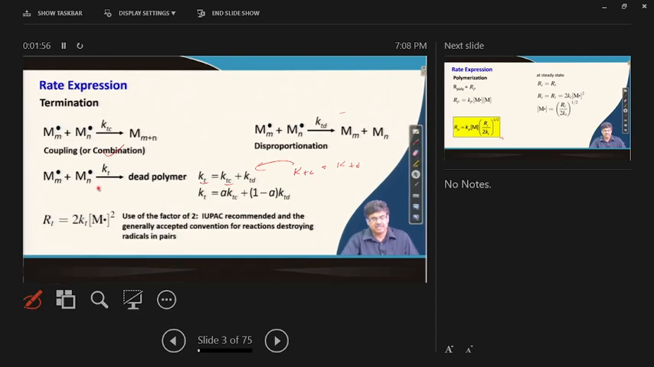Okay, and we also know that the KT termination is always denoted by 2, because two monomers, sorry, two oligomers or whatever chain length is there, are reacting and making some polymer. Two radicals are getting deactivated, so we are using this 2. The use of this factor 2 is also recommended by IUPAC, the generally accepted convention for reactions destroying radicals in pairs. Two, or in pairs, that's why it is denoted by 2.